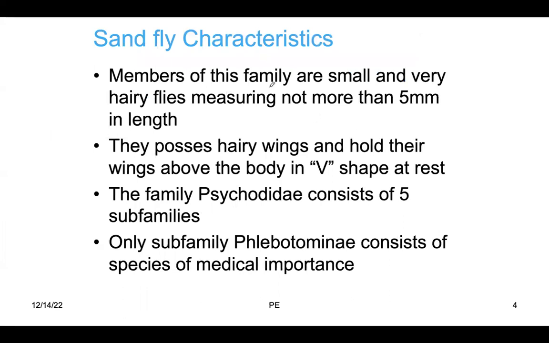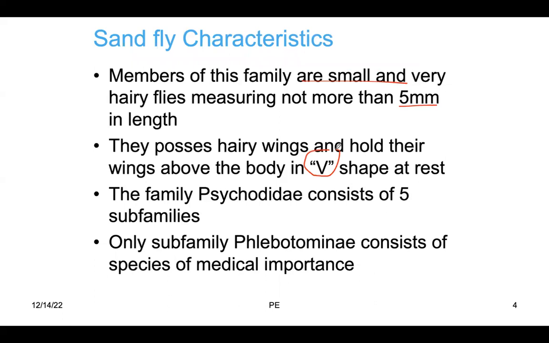So the members of this family are usually very, very small, smaller than mosquitoes. They're so small that sometimes they may be able to pass through the holes of a mosquito net. So mosquito nets are not really effective in this context. And they're very small and very hairy flies. They possess a pair of wings, and they hold their wings in a V-shape when they're at rest. I'll show you a picture shortly.